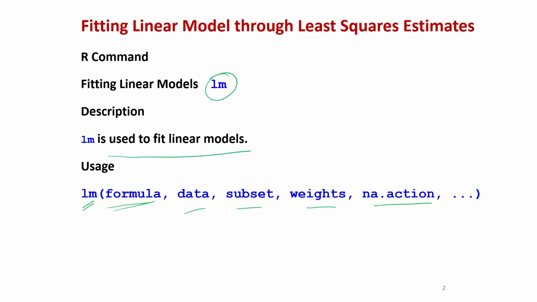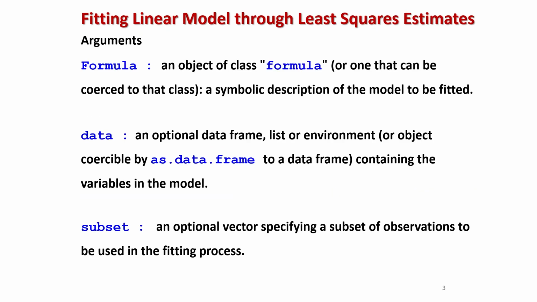But I would request you to go to the help menu and try to understand these options depending on the requirement. In this lecture we will use the formula, which is a sort of symbolic description of the model to be fitted, and you try to give the independent and dependent values in a way which R can understand and can give you the fitted model.